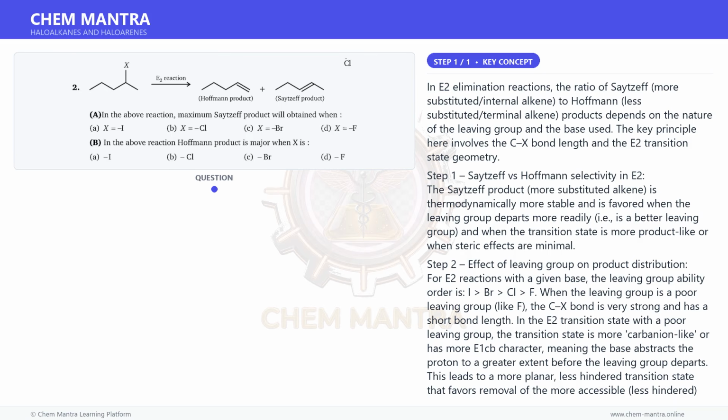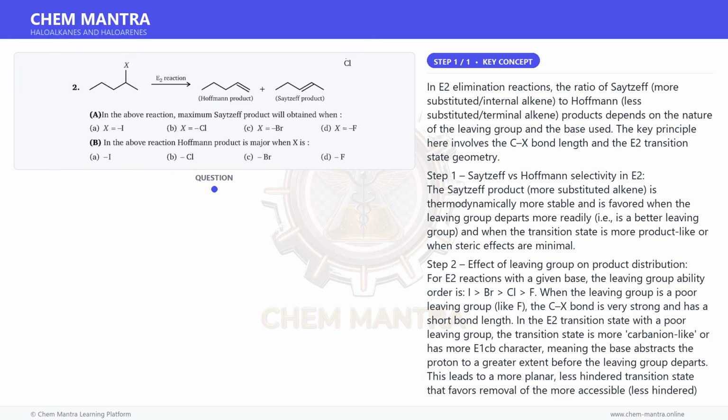In E2 elimination reactions, the ratio of Saytzeff, more substituted internal alkene, to Hofmann, less substituted terminal alkene, products depends on the nature of the leaving group and the base used. The key principle here involves the C-X bond length and the E2 transition state geometry.